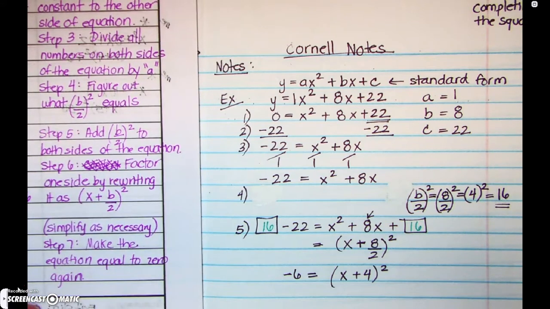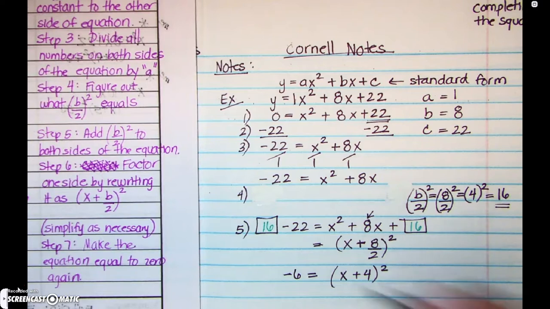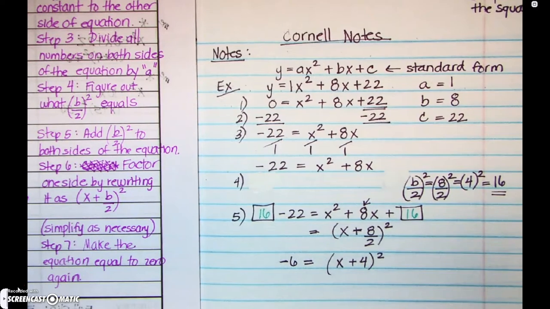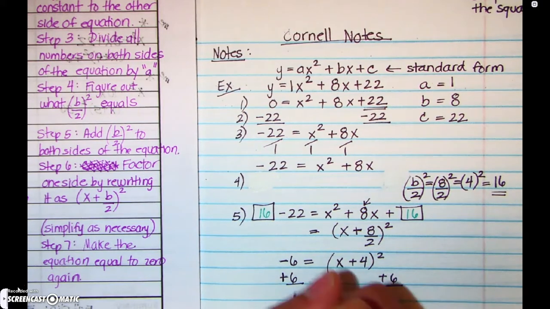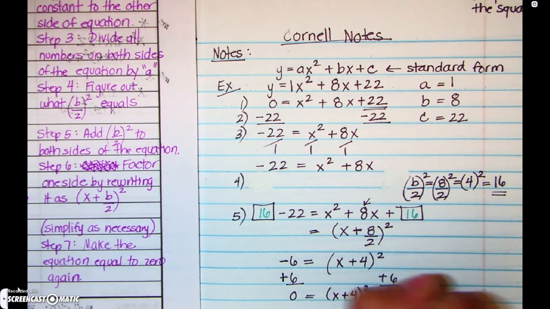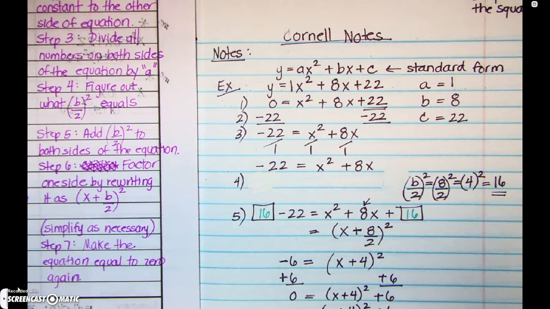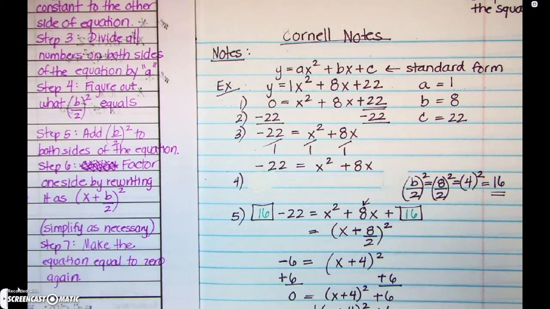It says make the equation equal to 0 again. So what I need to do is move the negative 6 to the other side. So I'm left with x plus 4 squared plus 6 is equal to 0. This is now in vertex form, where you can find out where your a, h, and k are. In this case, a is equal to 1, h is equal to the opposite of what you see here, which is negative 4, and k is equal to a positive 6.